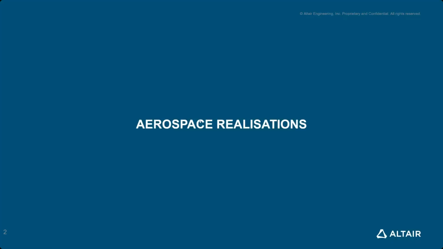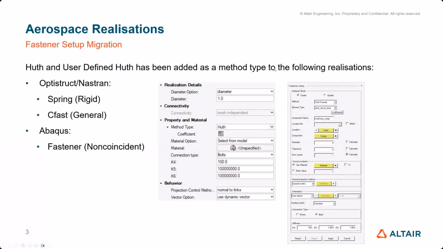So for our aerospace specific realizations, in HyperMesh we support hoof-based realizations. If you're using OptiStructure Nastran, we support spring rigid type of realization, CFast general. And if you're using Abacus, we support fastener nor coincident. All of these types and all the attributes for these types can be tuned from the control manager, as I will be showing later in a live session in HyperMesh.